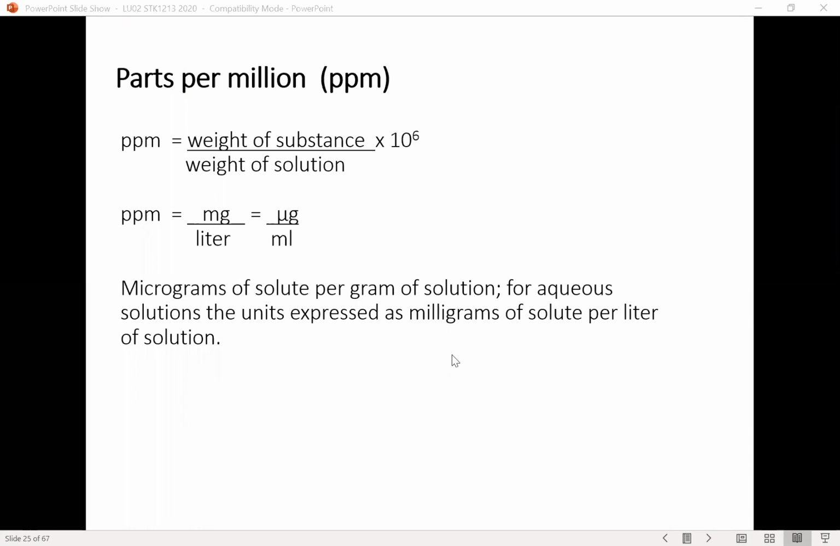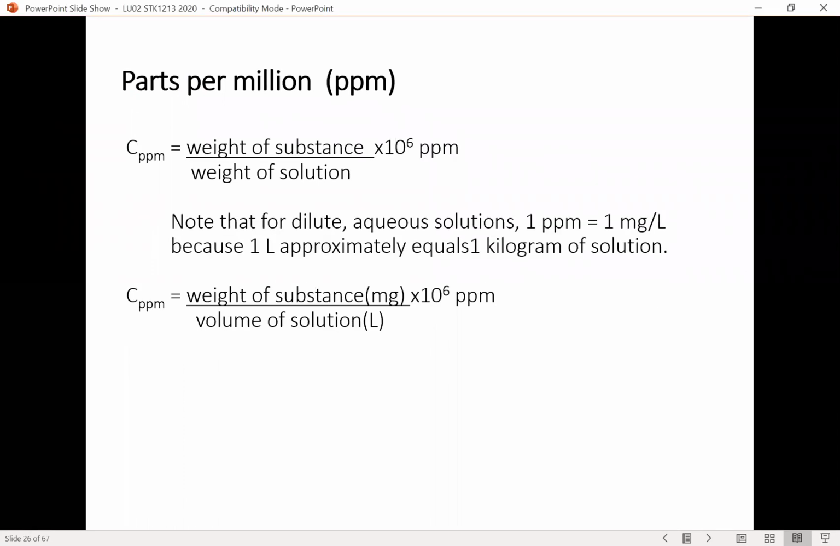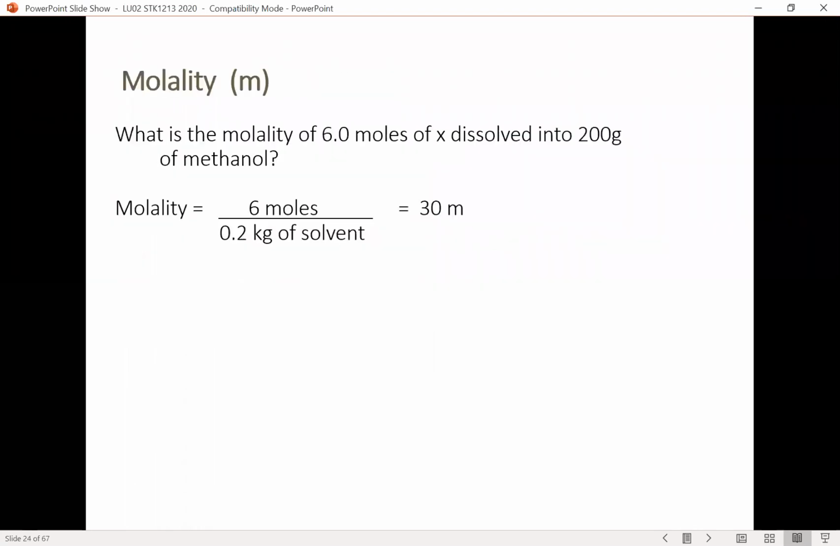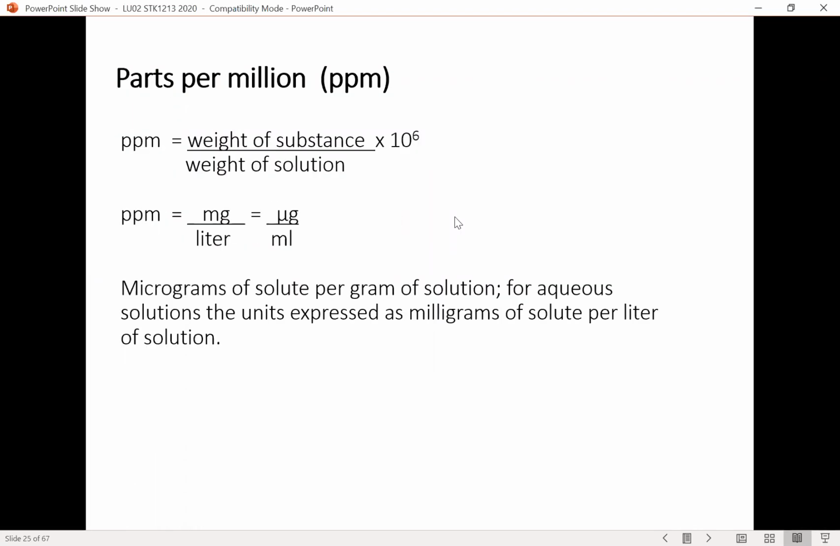Then we move to another type of concentration, parts per million. The thing that you have to remember or memorize is that ppm is always equal to milligram per liter or microgram per milliliter. The definition of ppm, or parts per million, is weight of substance divided by the weight of solution times 10 to the power of 6.